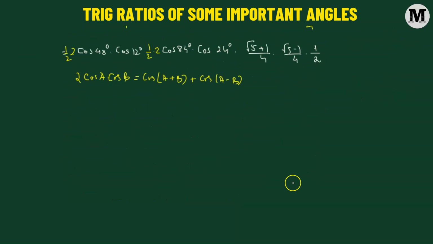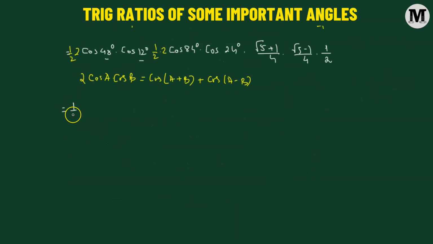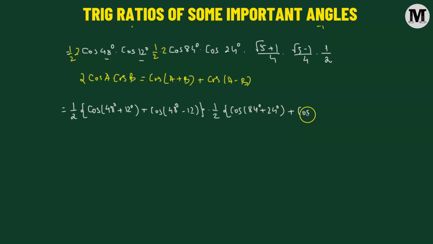So let's apply the formula. Now we have half multiplied by cosine of angle; we'll take A to be 48 and B to be 12 degrees. So we get cosine of 48 degrees plus 12 degrees, plus cosine of 48 degrees minus 12 degrees. Then we have half times cosine of angle; we'll take 84 as A and 24 as B. So we have cosine of 84 plus 24 degrees, added to cosine of the angle 84 degrees minus 24 degrees. And this will be multiplied by the remaining product.